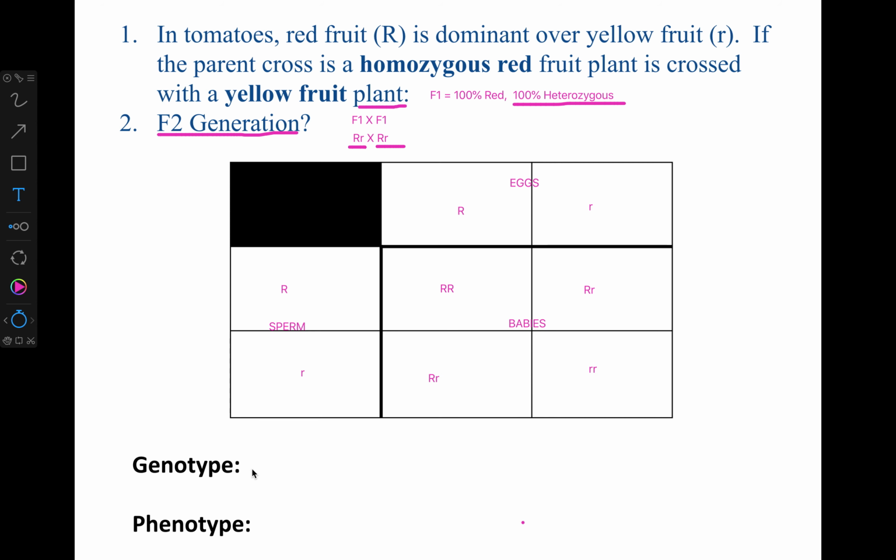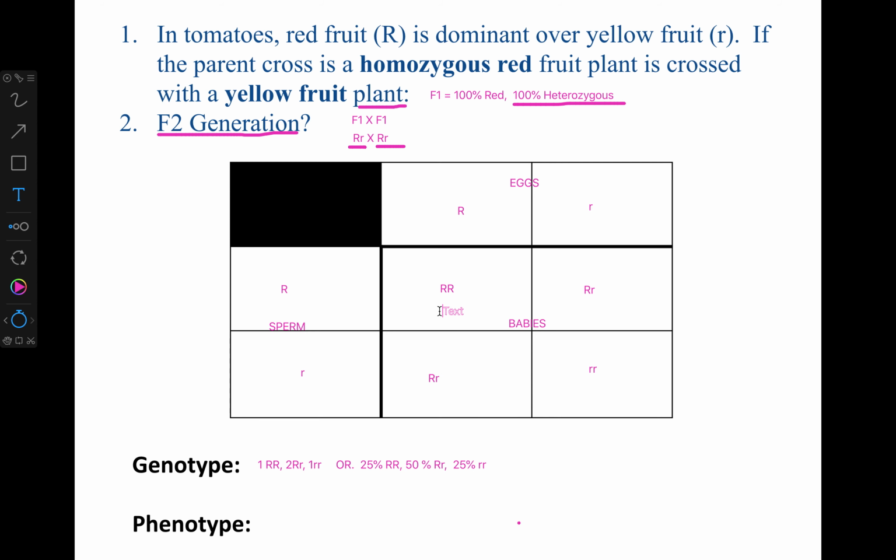So down here, we're going to fill out our genotype. So we have 1 capital R capital R, 2 heterozygous, and 1 homozygous recessive, right? Or you can write that as 25% homozygous dominant, 50% heterozygous, and 25% homozygous recessive. And then down here for phenotypes, we can write those in.